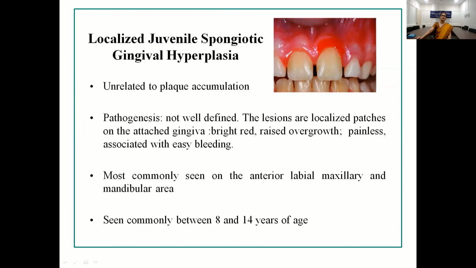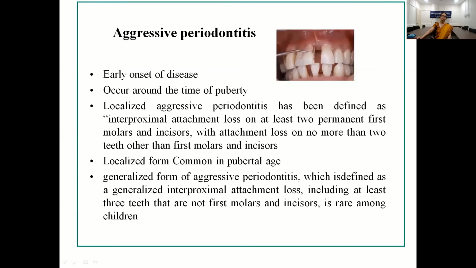Localized juvenile spongiotic gingival hyperplasia is unrelated to plaque accumulation. Pathogenesis is not known. The lesions are localized patches on the attached gingiva. They are bright red, raised overgrowths, painless, associated with easy bleeding. Most commonly seen on the anterior labial maxillary and mandibular area. The most commonly affected age group is 8 to 14 years.